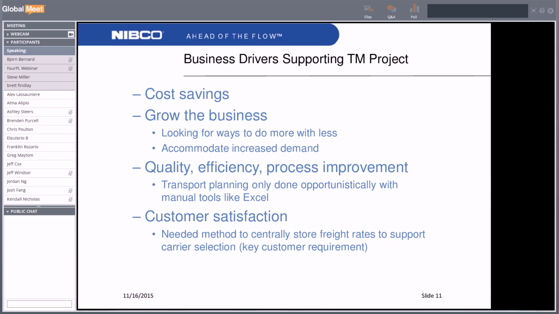Third, the organization was interested in quality, efficiency, and process improvement. Pre-transportation management, our transportation planning was done at best in an opportunistic fashion. There were many instances when cost savings were not realized simply because a planner was not able to identify a chance to achieve some savings.